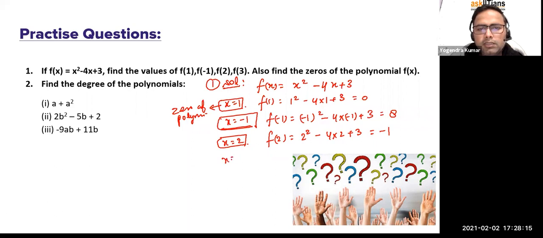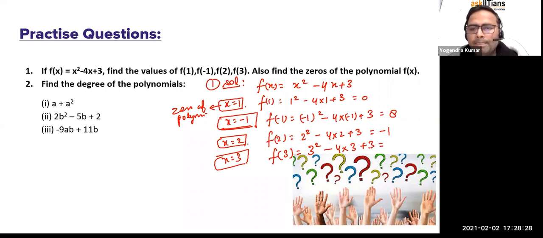You can get x equals 3 also. f of 3 is going to be what? 3 square minus 4 into 3 plus 3, right? So 9, 12, yes, that is also 0. You can see, right? So this is another zero. So what are the zeros of this polynomial? Zeros are 1 and 3.